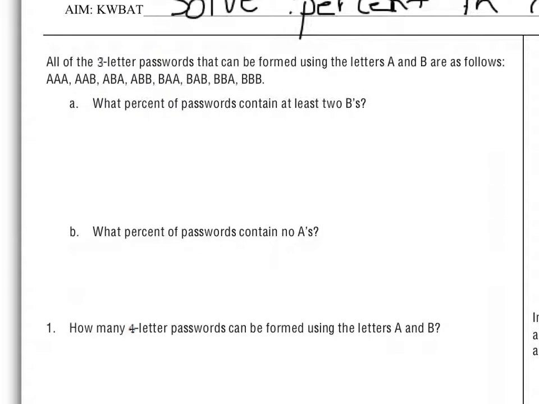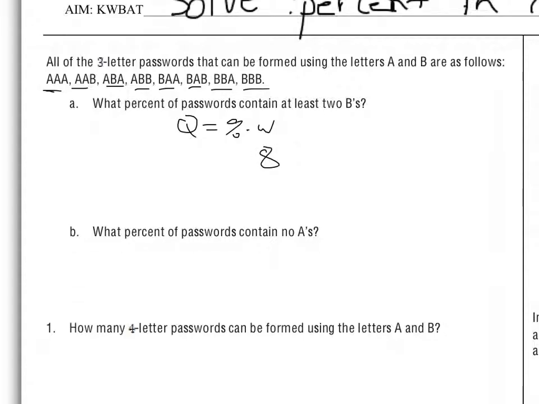It says all of the 3-letter password combinations that can be formed using the letters A and B are as follows. So it gives us all of the combinations. It says what percent of passwords contain at least 2 B's. So Q is equal to percent times whole. What's the whole? So we're thinking about the whole is our number of possible passwords. So if we count them out here, they are all listed. There are 1, 2, 3, 4, 5, 6, 7, 8. So our whole is 8.